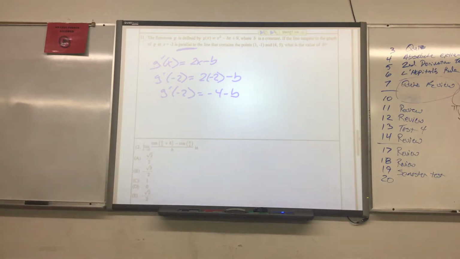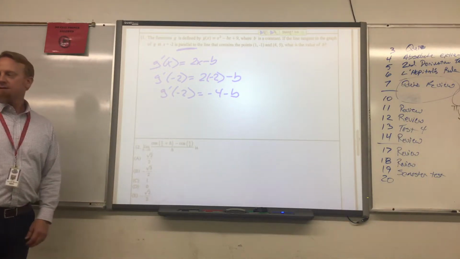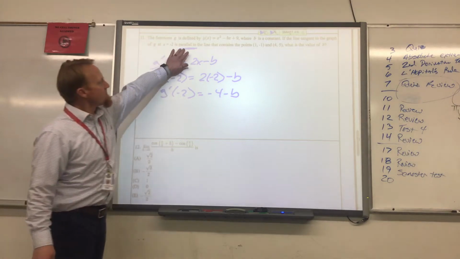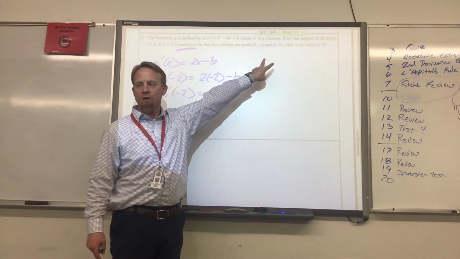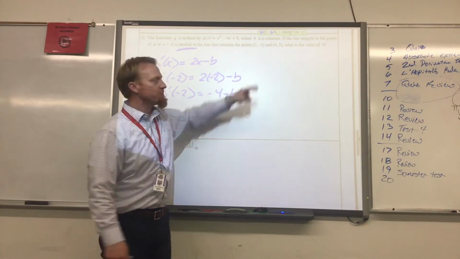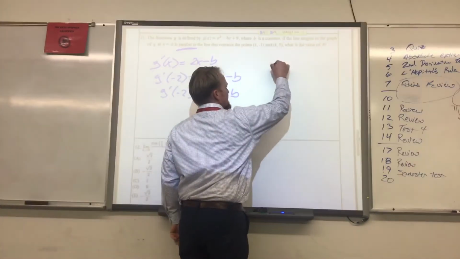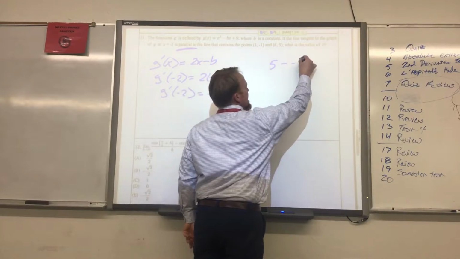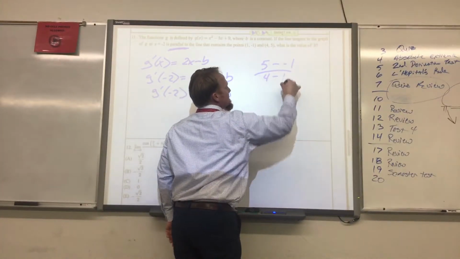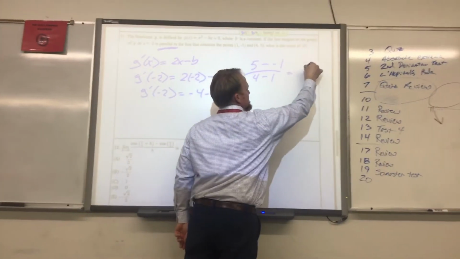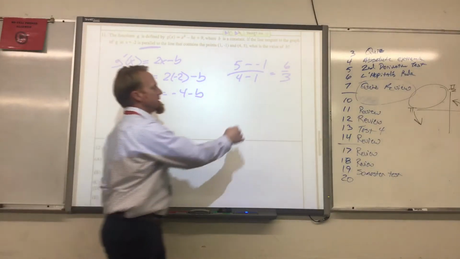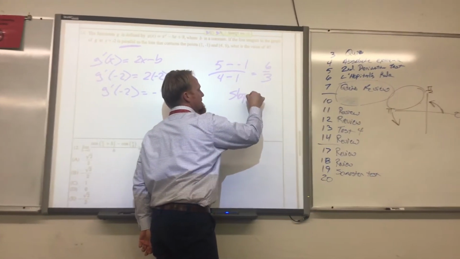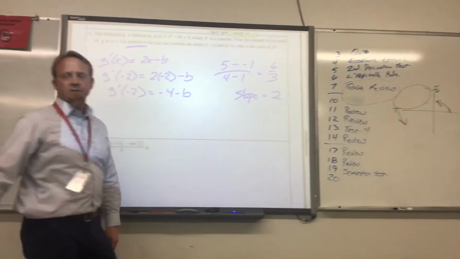All right, Milani, speak up. Find the slope from the points. All right, so I want to be parallel to the line that goes through these 2 points. If I've got 2 points, what can I find? Slope. So 5 minus negative 1, 4 minus 1, 6 over 3, which means my slope has to be 2.